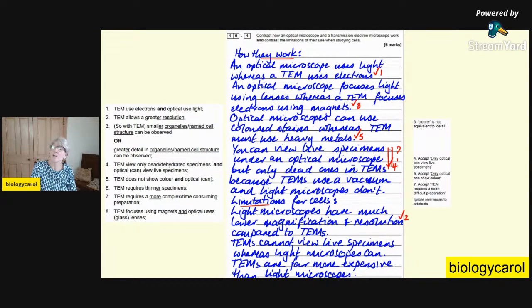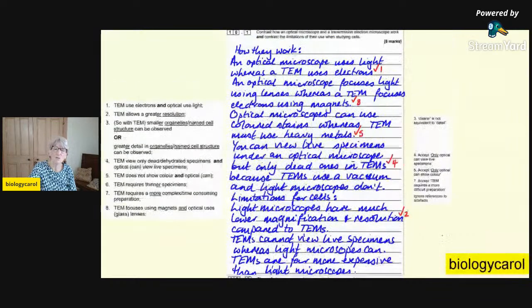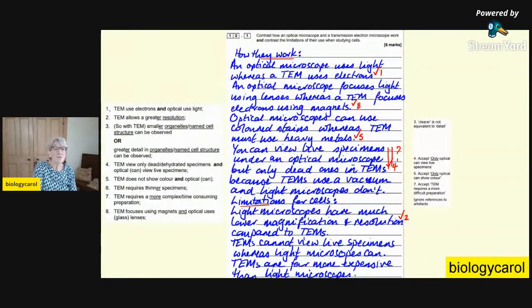1, 2, 3, 4, 5. Fortunately, I don't think I'd have been penalized for putting this in the wrong bit. The marks that I missed, so yeah, I only got 5 marks. The marks that I missed were 3, because I didn't go into the detail to say therefore they could see things in more detail, because I'd said that there was a greater resolution.